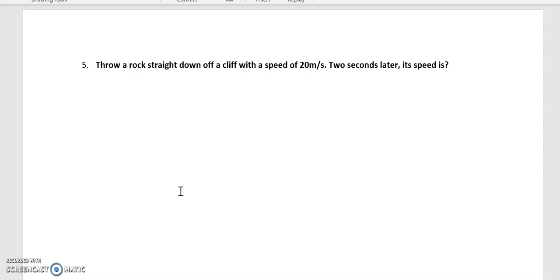You throw a rock straight down off a cliff with a speed of 20 meters per second. 2 seconds later its speed is... Okay.